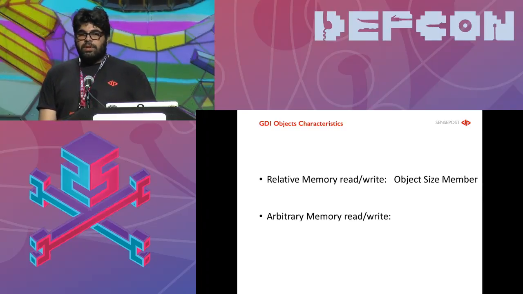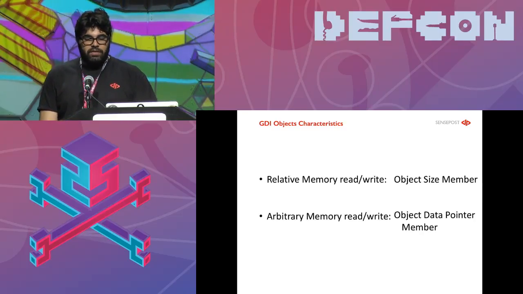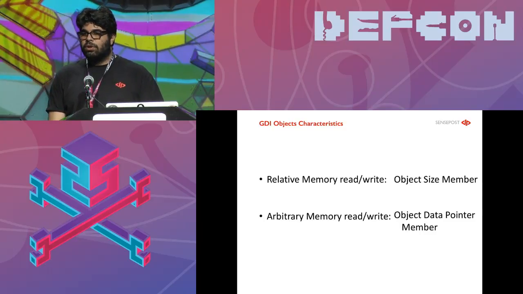If we want to get arbitrary memory read and write, the object has to have some sort of data pointer memory that, if you can corrupt or control its value, you'll be able to read and write from any location in memory of kernel space.